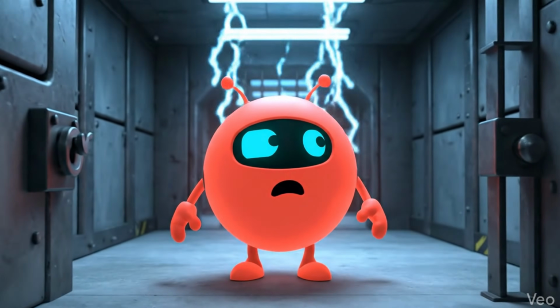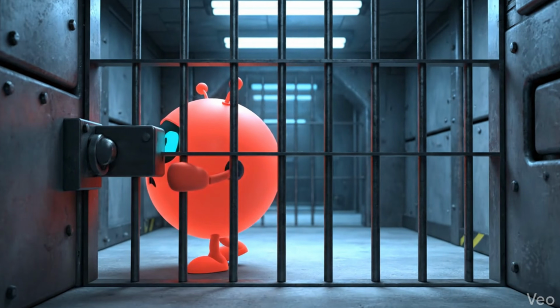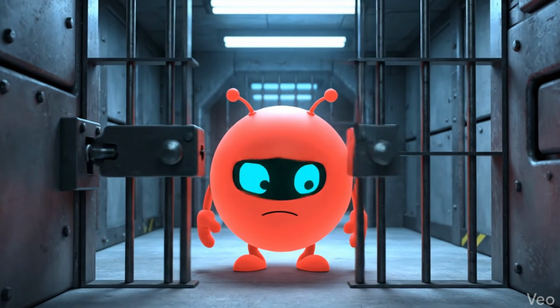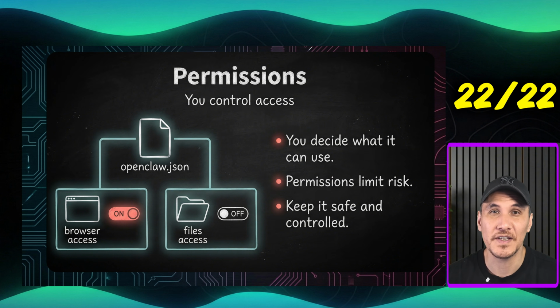Now let's finally talk about permissions, because this is what keeps everything under control. At the core of this is a configuration file called openclaw.json, and this is where you define what your agent is allowed to access. For example, you might enable browser access so your agent can search the web, gather information, and run research tasks. But you might disable file access so it can't read, modify, or delete anything on your system. That choice matters because the more access you give an agent, the more powerful it becomes, but also the more risk you introduce. If it has access to your files, it can organize and manage them, but it could also overwrite or remove something unintentionally.